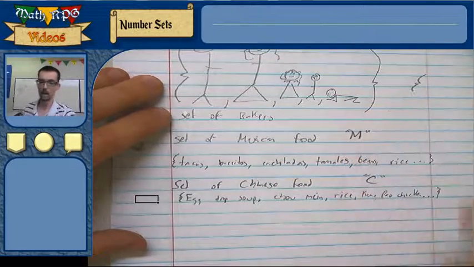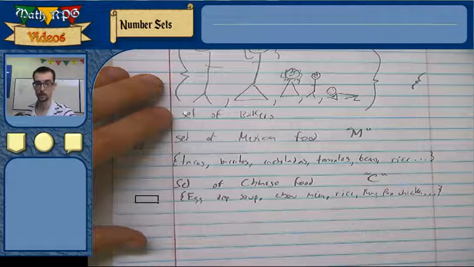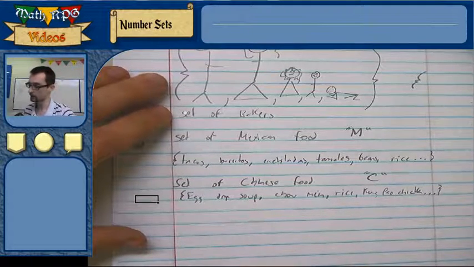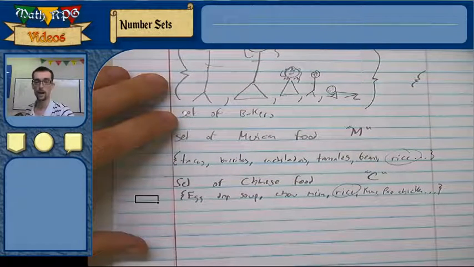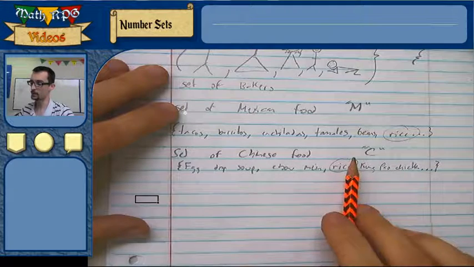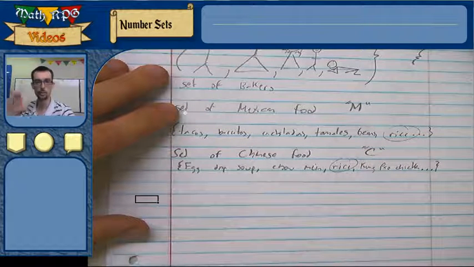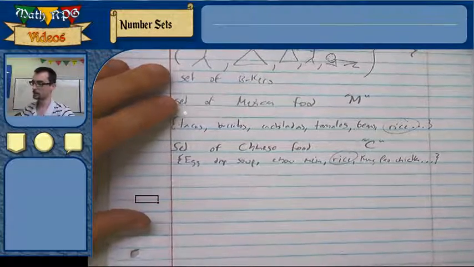Now, let's take a look at this. Are there any objects that are in my set M, Mexican food, that are also in my set C, Chinese food? Yeah, there is, right? There's rice. Both Chinese food and Mexican food have rice in them often. Okay, so what this means is if I draw a picture of my two sets, they overlap, don't they? There's one food that's in both the Chinese and the Mexican food. So if I drew a picture of this, it would look something like this, right?